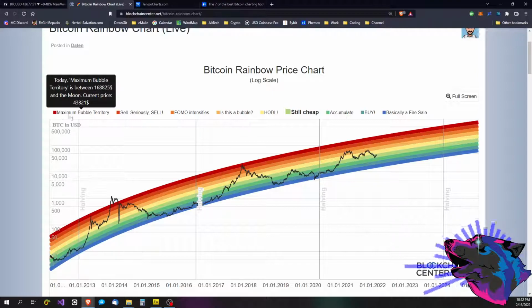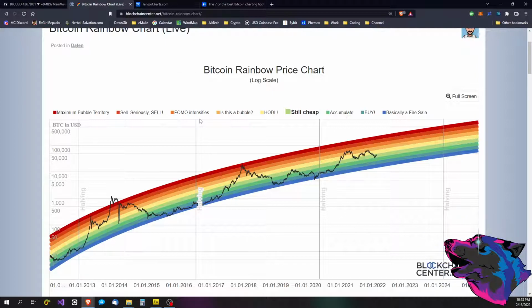So our red level, maximum bubble territory. Our reddish orange level, sell, seriously sell. Our orange level, FOMO intensifies. Our light, call it macaroni and cheese level, is this a bubble? Our yellow level, we're in the HODL zone. Hold on for dear life. The green level, which we are currently in, the light green level to be specific, still cheap.